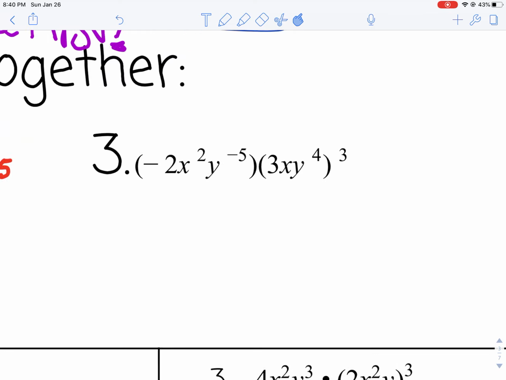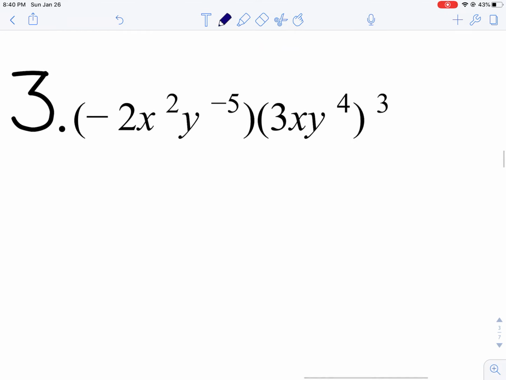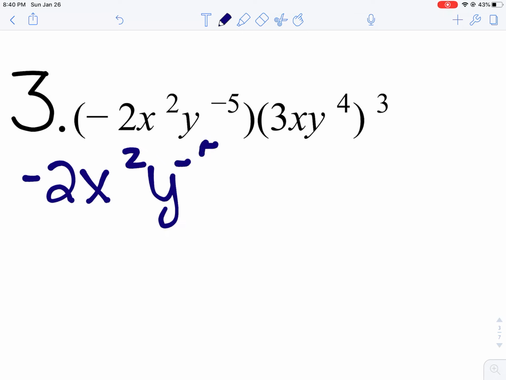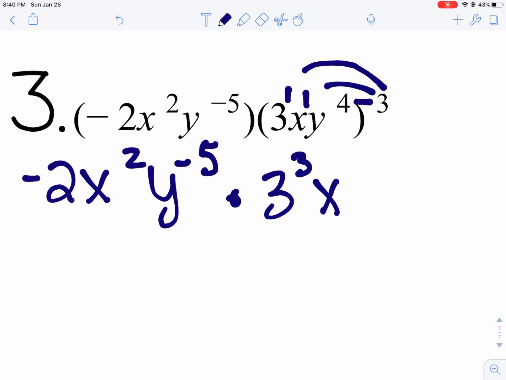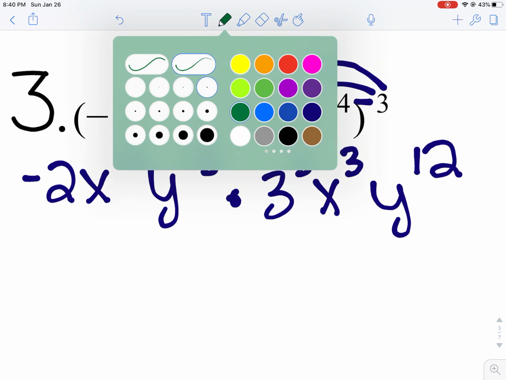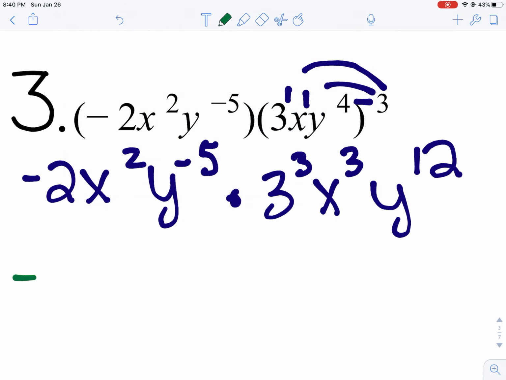Now, if you look at number 3, that very first set of parentheses, it's not raised to power to a power. So I'm just going to let that hang out for a second. The next one actually does have power to a power. So I need to distribute the 3 to every single exponent. And that gives me 3 to the 3rd, x to the 3rd, y to the 12th, okay? Now, 3 to the 3rd is like 3 times 3 times 3. So that is going to give me 27.